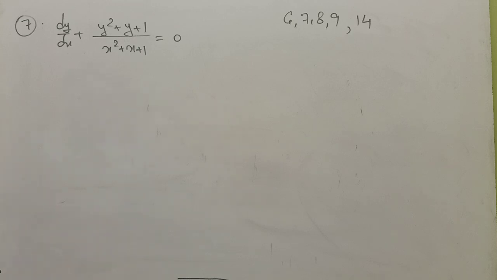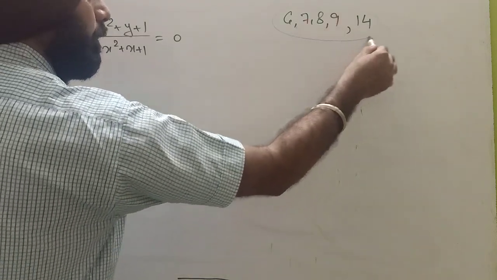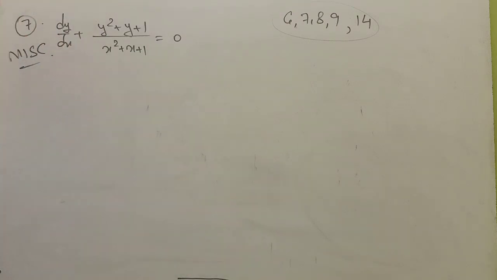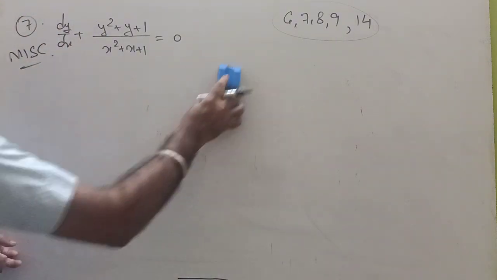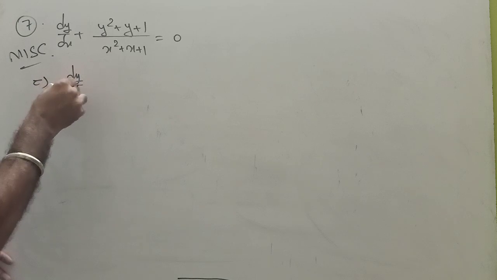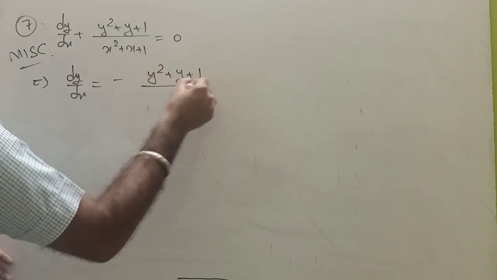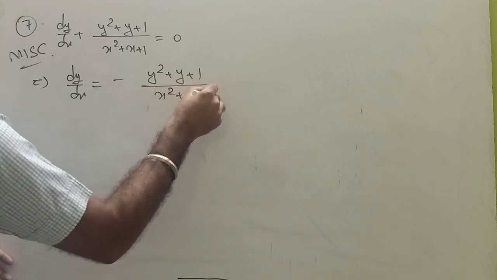Now let us take question number 7 of miscellaneous exercise of NCERT. In the miscellaneous exercise, questions number 6, 7, 8, 9, 14 can be solved by applying this method. So let us take the 7th question. This is the statement. And now for variable separation, shift one term to the right hand side, minus of y square plus y plus 1 divided by x square plus x plus 1.